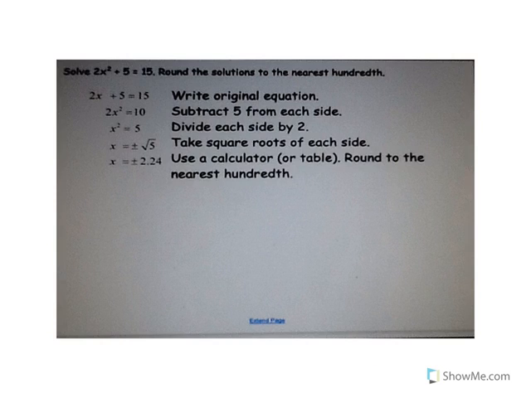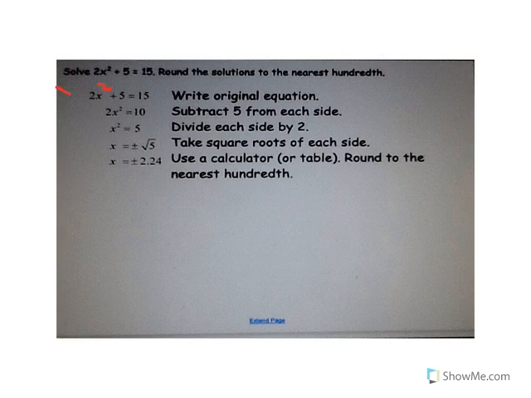Again, as we just add a little bit more each time, in these ones here you're going to have to actually use the square root button on your calculator probably to figure it out. So what we have here is this problem. This should have a 2 there: 2x squared plus 5 is equal to 15.